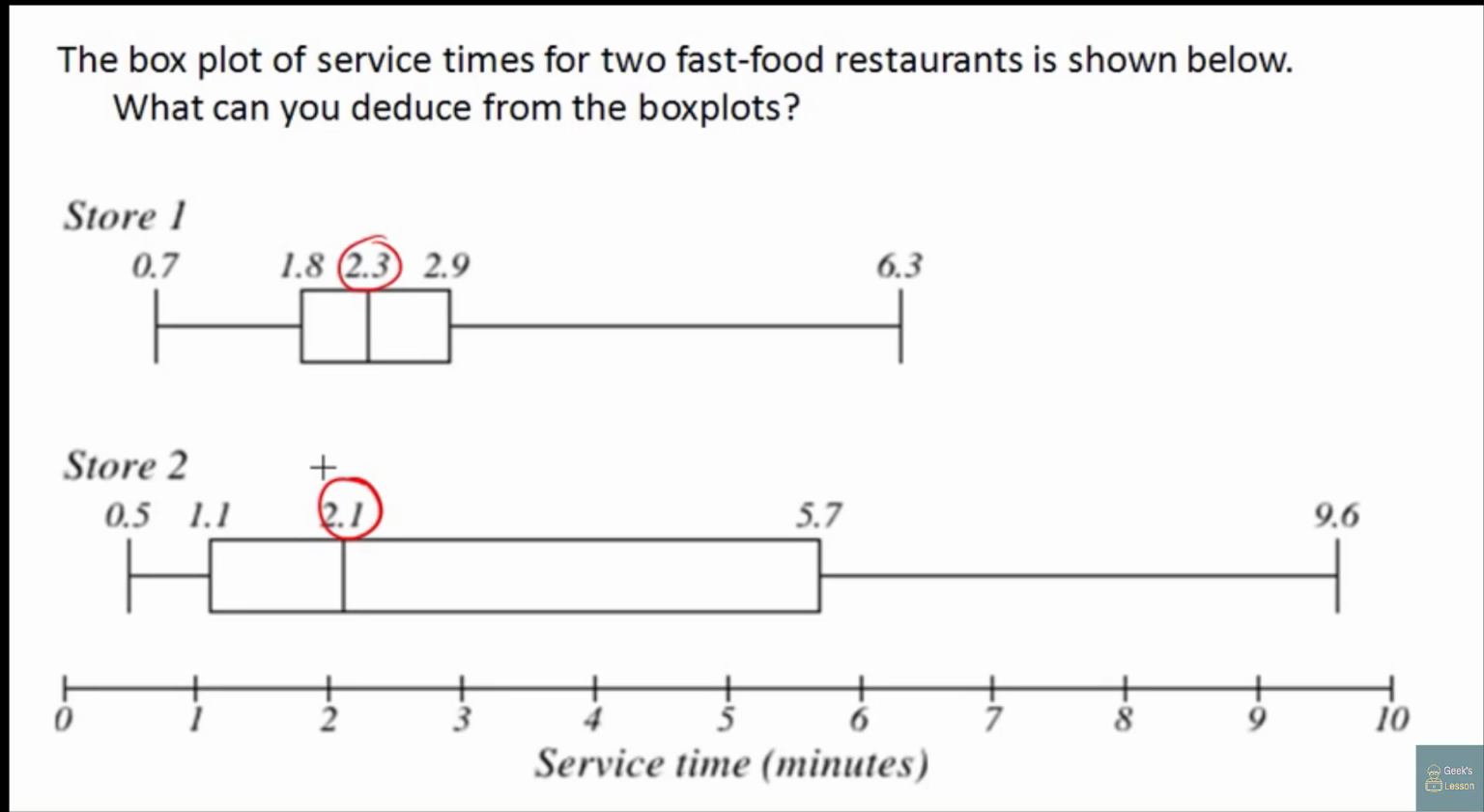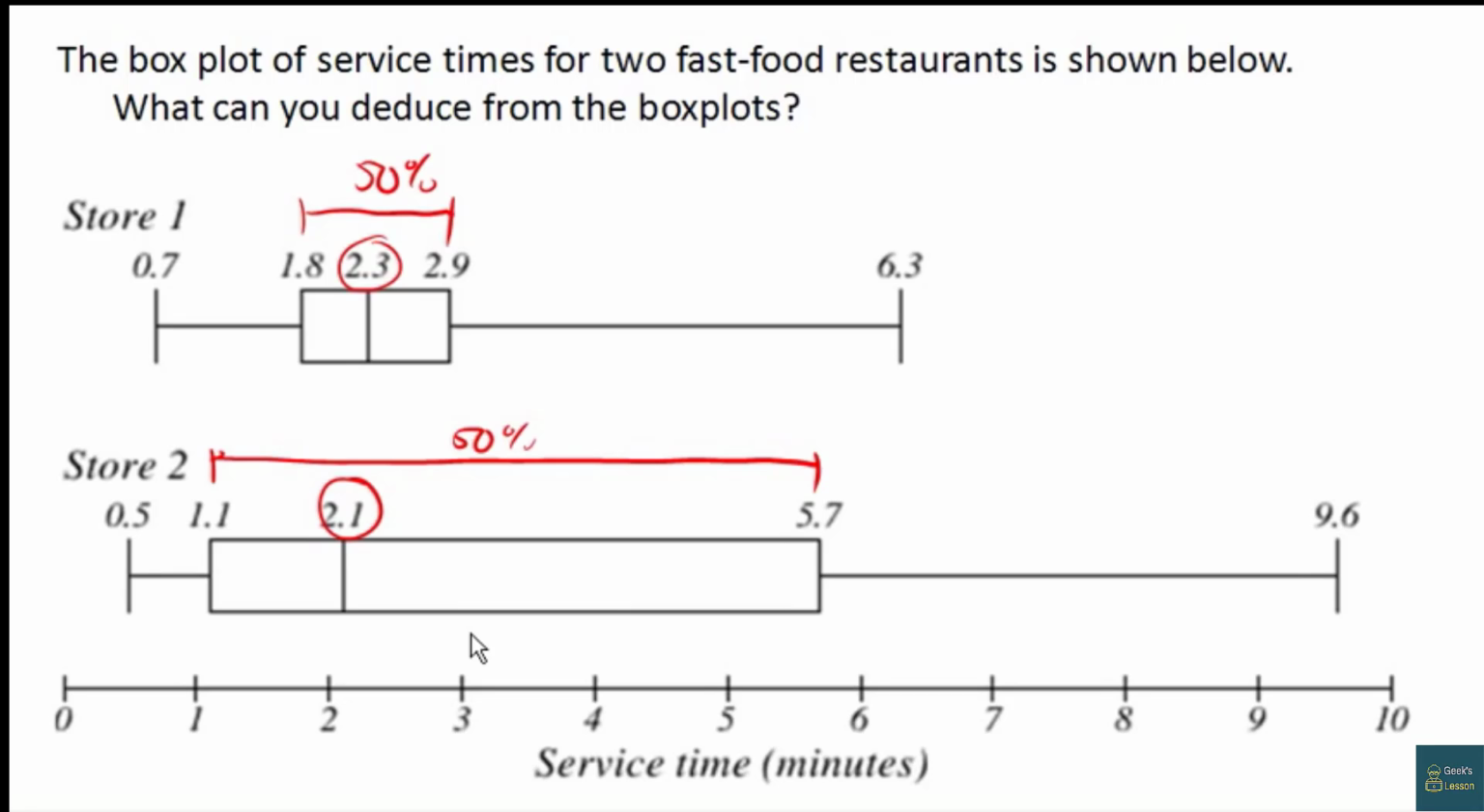However, we also can notice that this range of values, because remember this represents 50% of the data as well, because these quartiles are dividing the data up into quarters. So 50% of the time here, you're served between 1.8 and 2.9 minutes. Here, 50% of the time, you're served between 1.1 and 5.7 minutes. And so the second store is a lot less consistent in the time, and we can also see that in this very large range. The first store seems to be more consistent in its delivery.